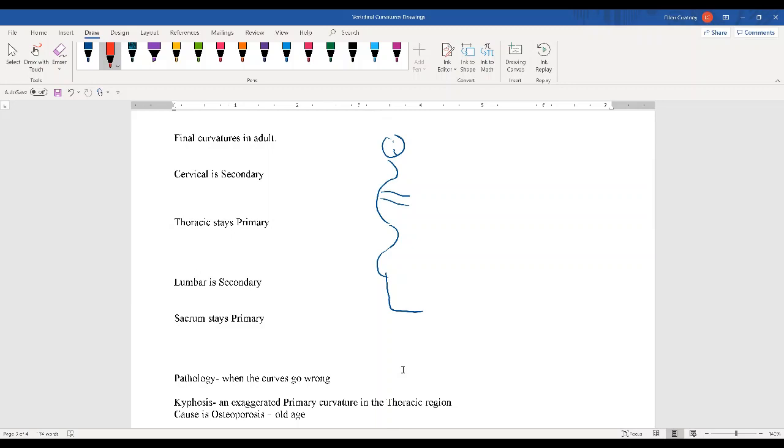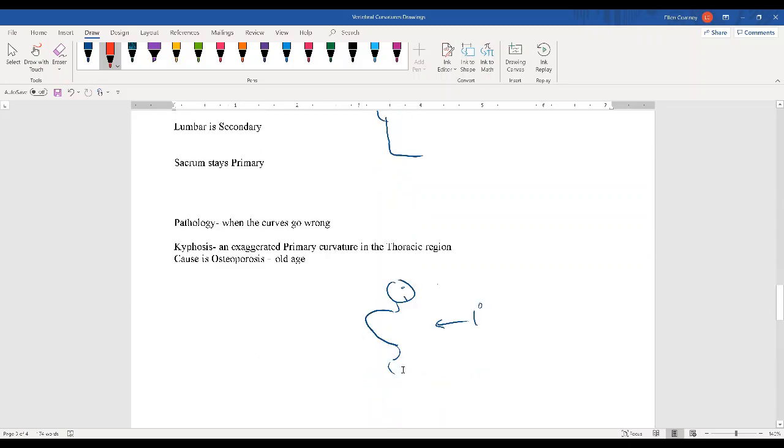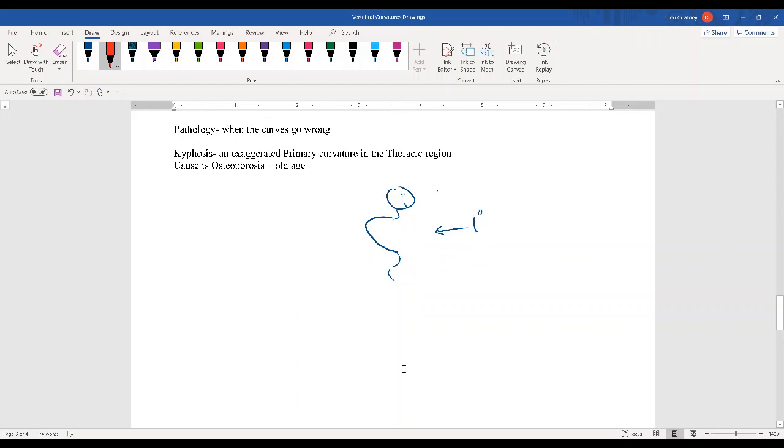But sometimes things can go wrong, and that's what we call pathology. Pathology is when the curves go wrong. The first one is called kyphosis, and I underline kyphosis. Kyphosis is an exaggerated primary curvature in the thoracic region. The main cause of kyphosis is osteoporosis, old age, the loss of bone, and literally the thoracic spine vertebrae are breaking, causing that curve forward.